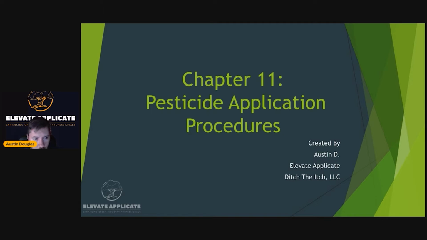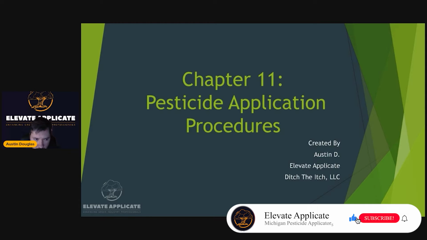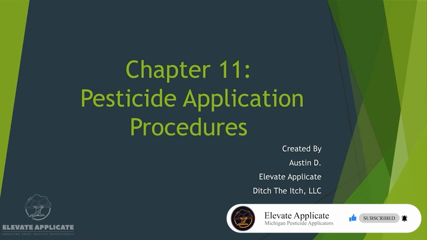All right, Chapter 11. Chapter 11 is Pesticide Application Procedures. And we're going to get into the different kinds of pesticide applications, as well as some various things to take into account while doing them. So let's dive right on in.